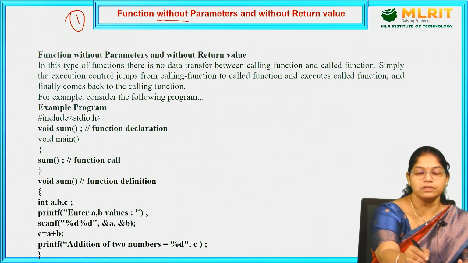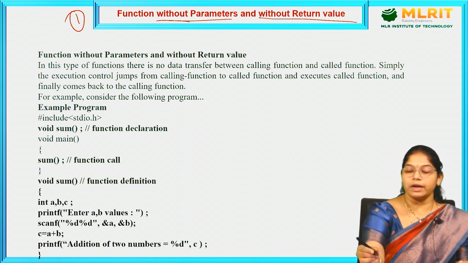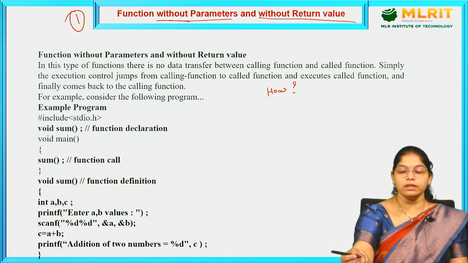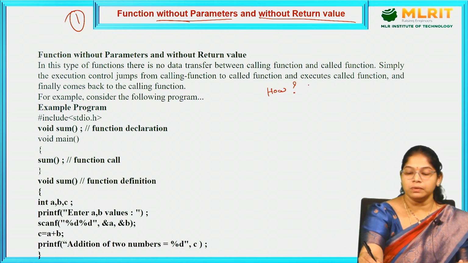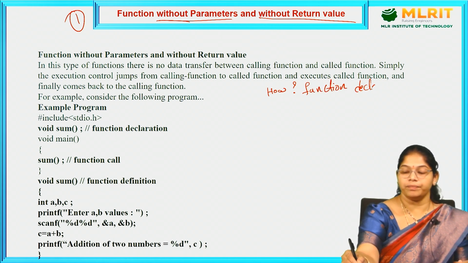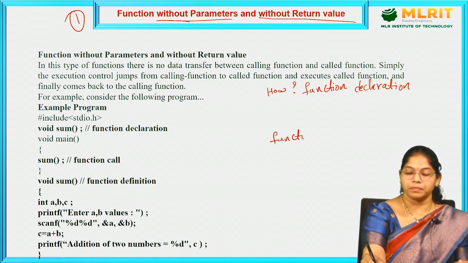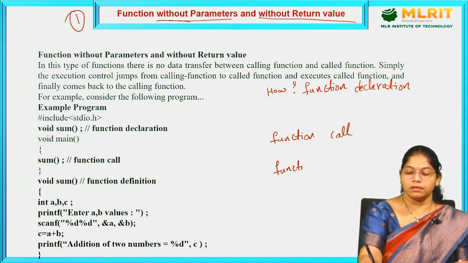First category is function without parameter without return value. So, how to write a function? Whenever the user creates his own function, he has to write a function declaration, function call, and function definition.